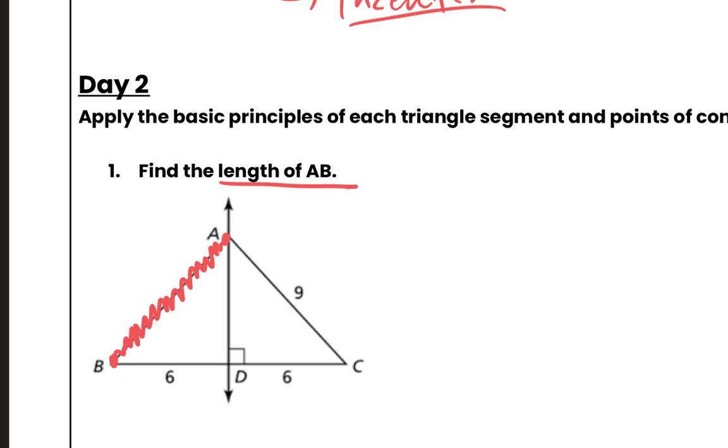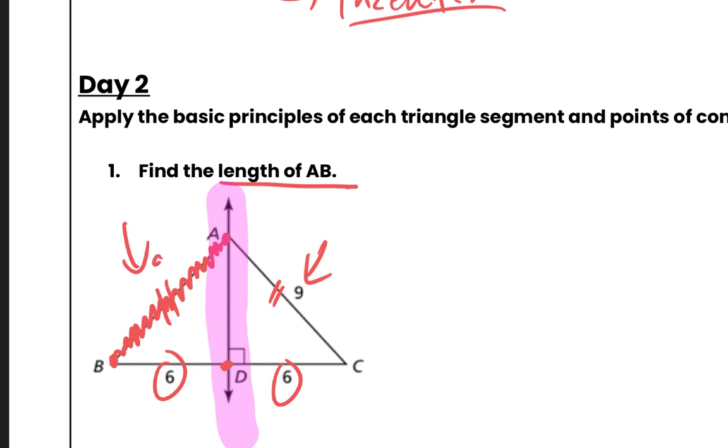Okay, well, what do we notice? This cuts this into 2 equal parts, right? So that's the midpoint. Then we also know that this one is going to be equal to that one. So if this one is 9, that means this one is also 9. So the length of AB equals 9.